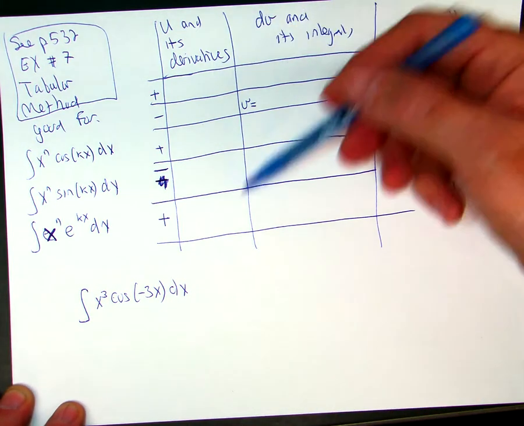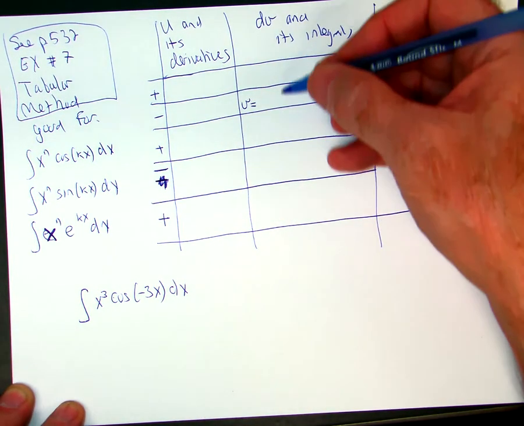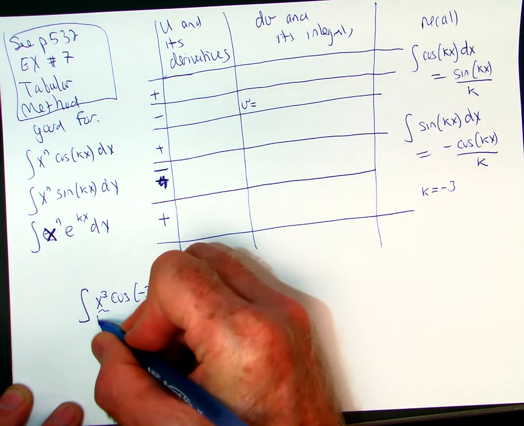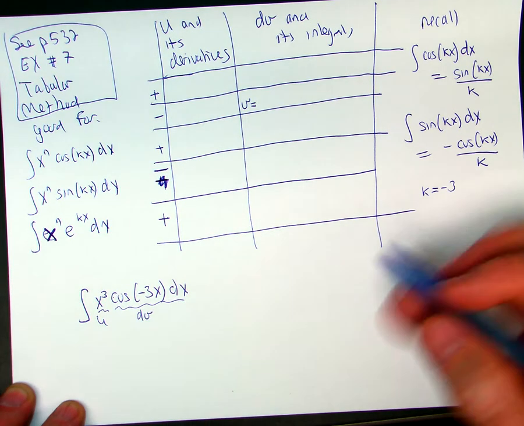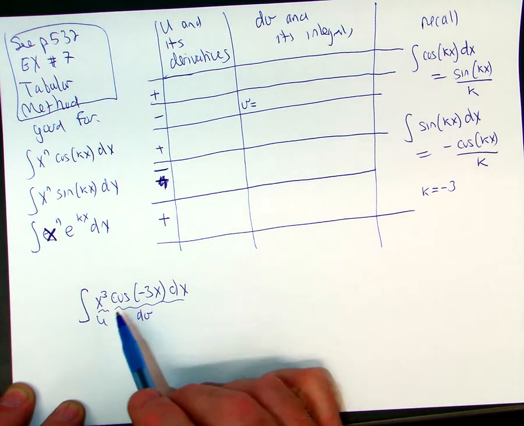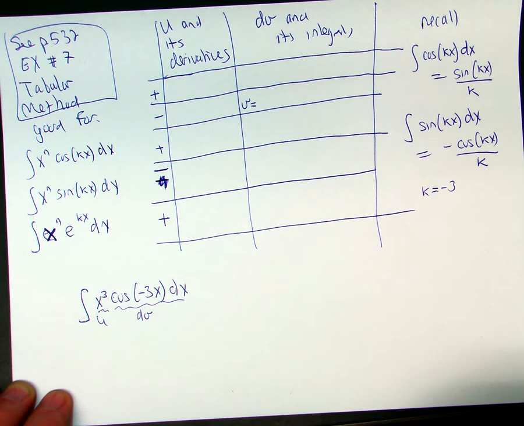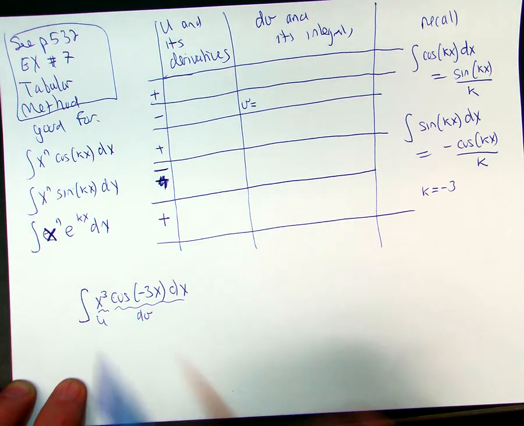You set up this table. You put u and all its derivatives, and dv and all its integrals. So this is my u and this is my dv. How do I know that? Well, that's what we've done before. When you have this kind of integral, u is always your power of x because it reduces the power of x with each application. If we did this by hand, we'd have to do integration by parts 3 times.